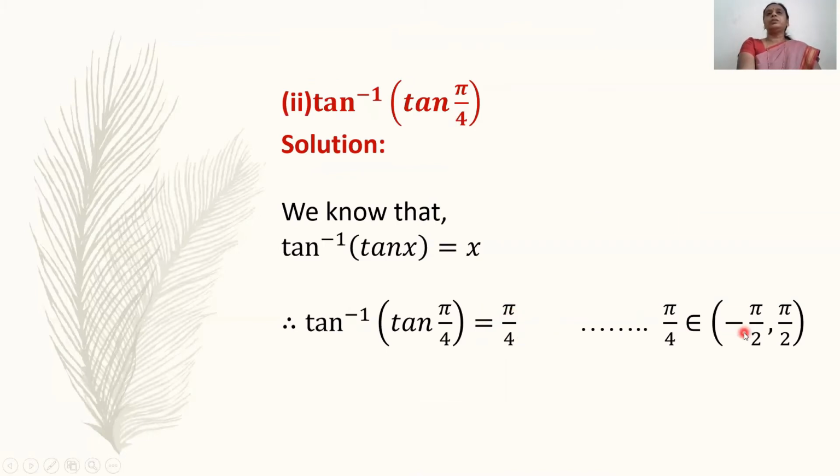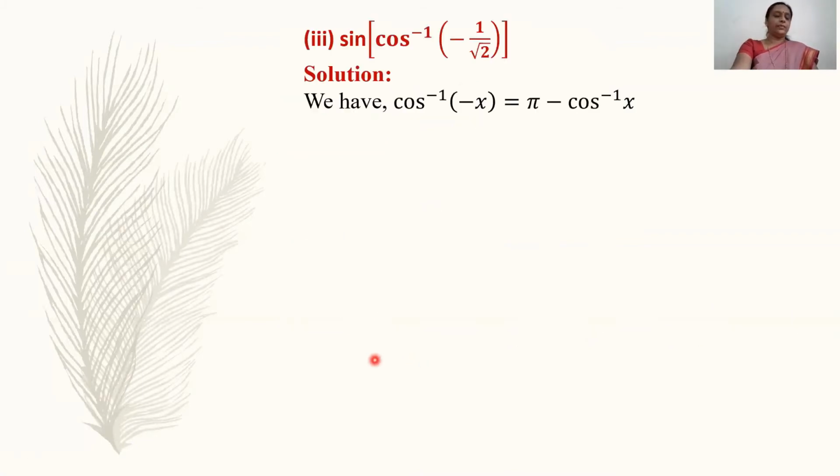The range for this trigonometric function is the open interval from minus pi by 2 to pi by 2. And obviously, this pi by 4, which means 45 degrees, belongs to the interval minus pi by 2 to pi by 2. Therefore, this pi by 4 is the solution of this inverse function. Okay. Now see the next example.